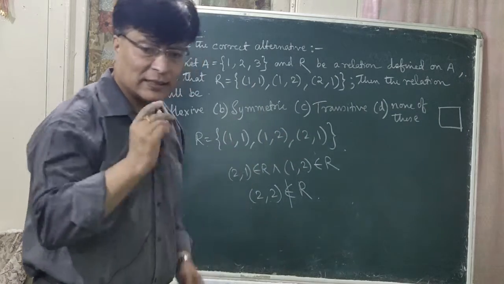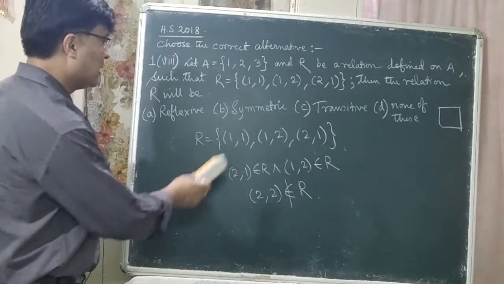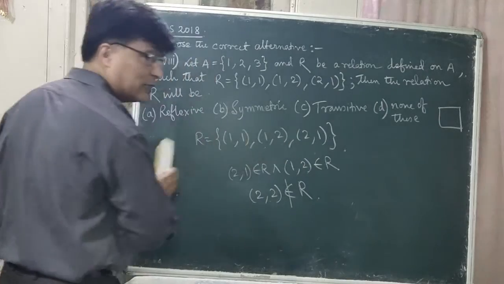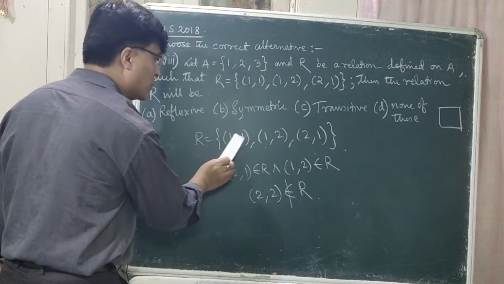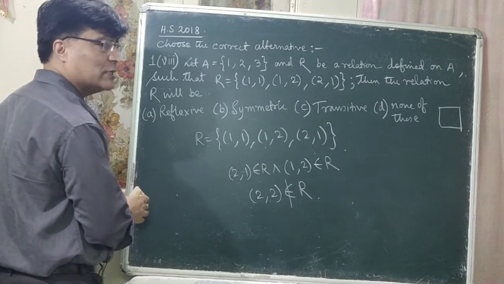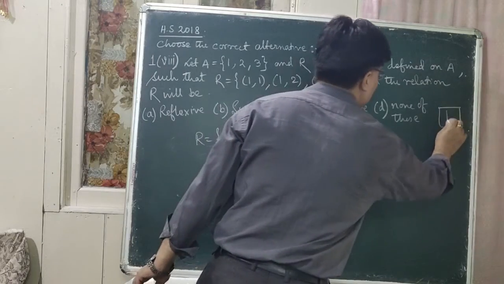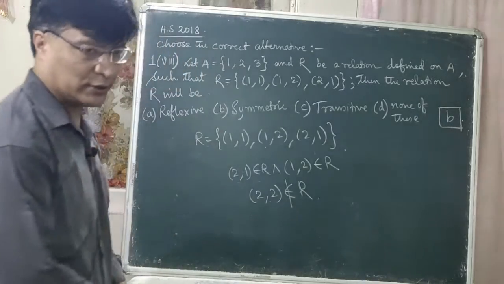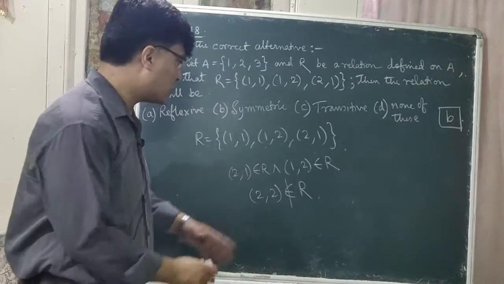But it is symmetric, because 1 comma 2 is there and 2 comma 1 is there, and reversing 1 comma 1 gives 1 comma 1, so it is a symmetric relation. So which is the correct option in this case? So this B is the correct option. Is that clear? So it is not transitive.